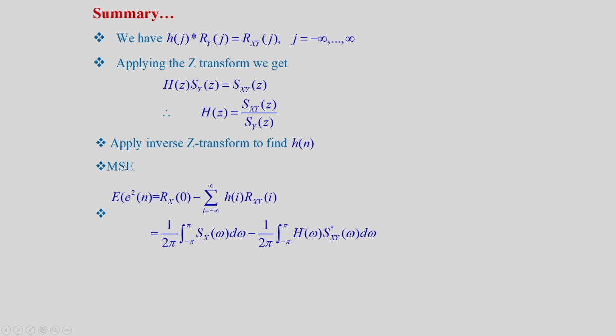And the MSE, that is mean square error, is given by E of e square n, that is equal to Rx of 0 minus this quantity, summation h i into Rxy i, i going from minus infinity to infinity. This we can write in the frequency domain like this.